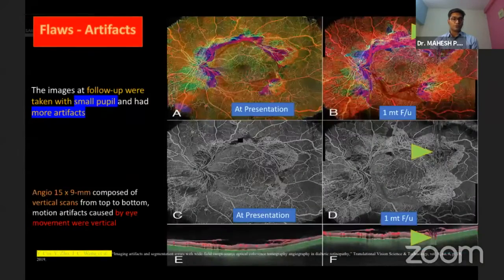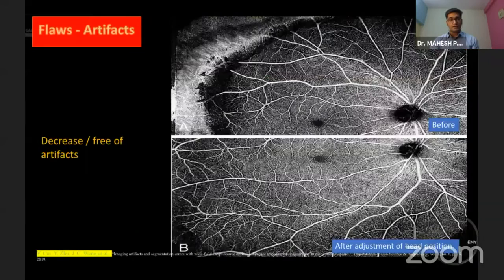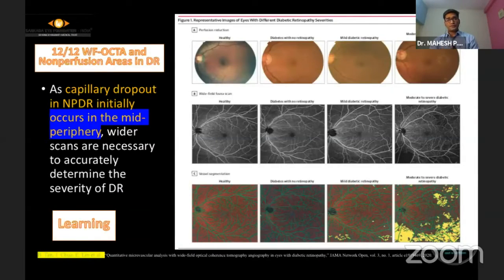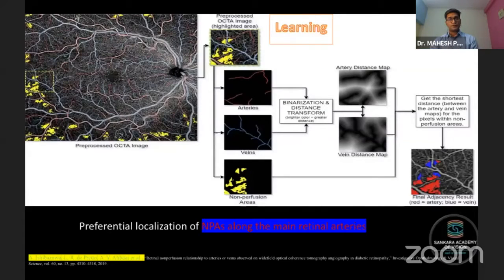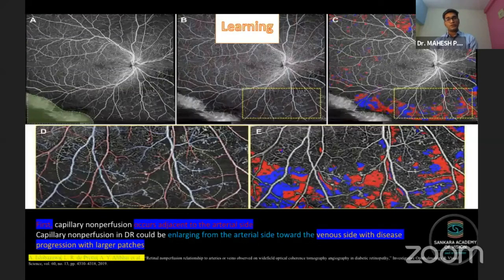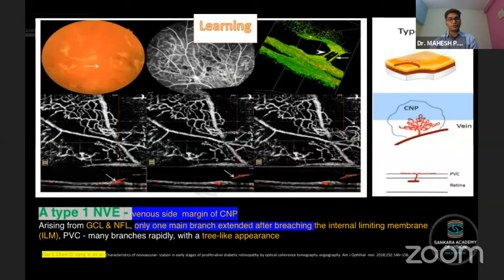Motion artifacts are the worst to be seen. And yes, the artifacts are more if the pupil is not dilated enough, and if the adjustment or the head position is not correctly aligned. Whether 12 by 12 is selective, yes, it gives us a better understanding of the wider field of view, as we can see, for identification. Whether arteries are more affected or veins, it is more towards the arteries to start with, then the veins take over, and then actually the larger area of venular non-perfusion is much more common.